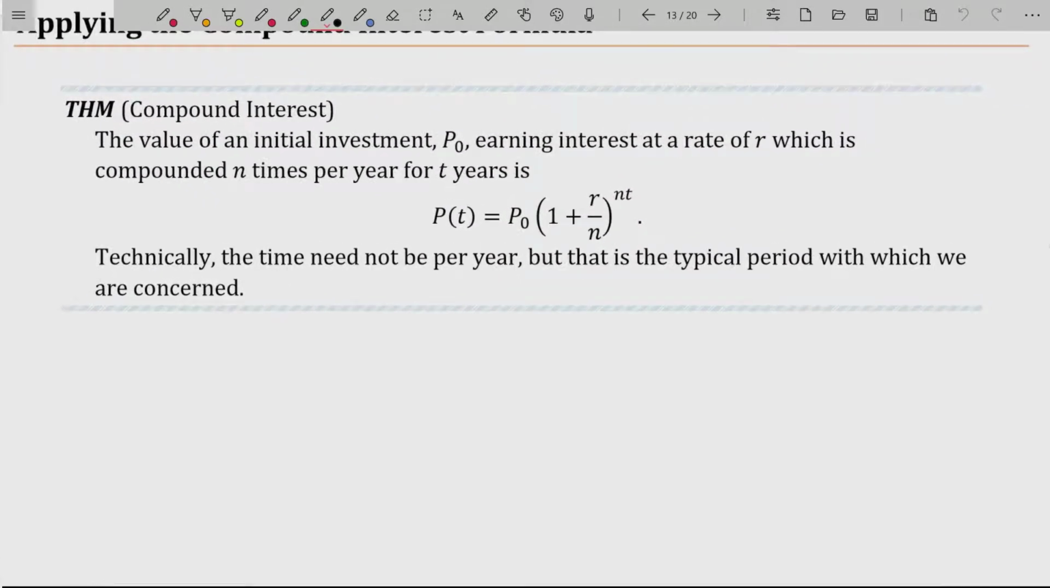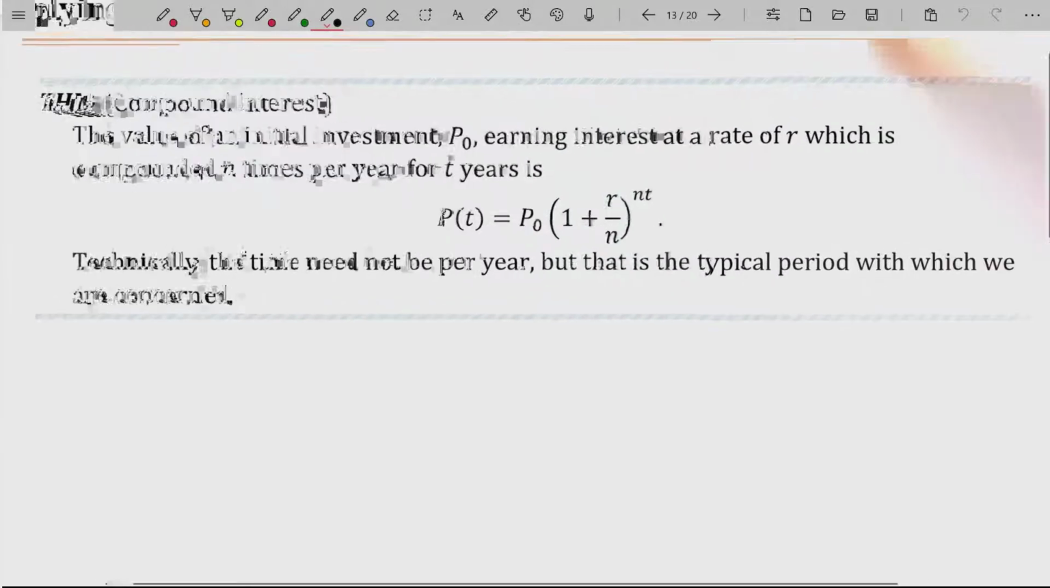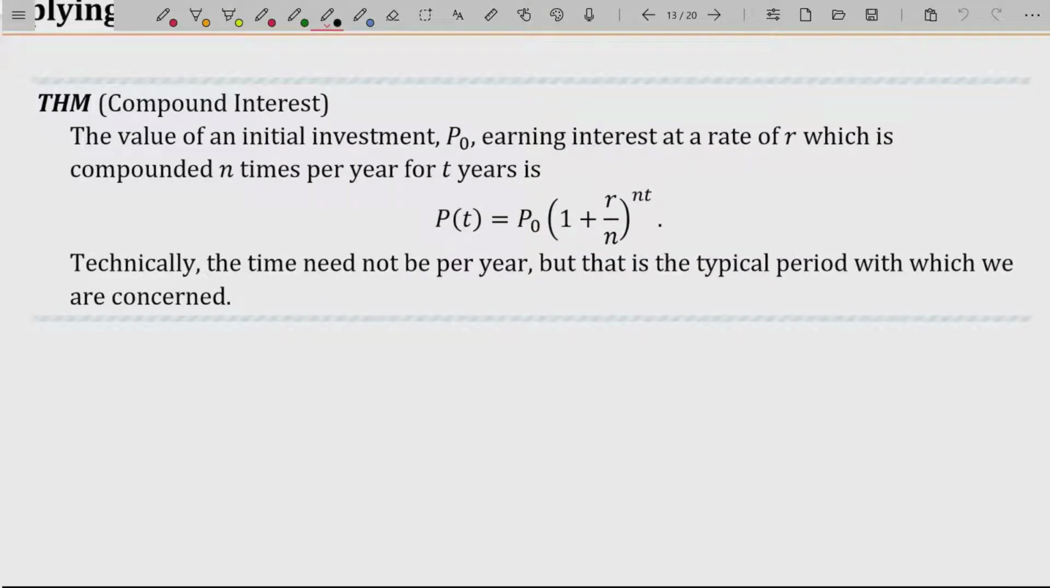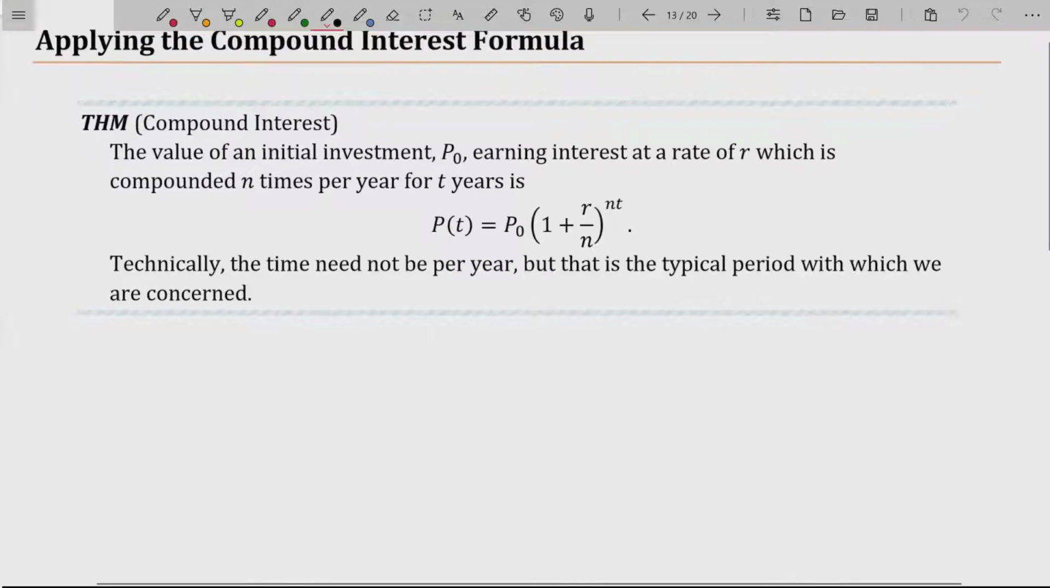The value of some initial investment, P naught, earning interest at a rate R, which is compounded n times per year for t years, is given by the formula, right? So that's a memorizable formula. There's no way you can get around that. Technically, the time need not be per year. Could be per, I don't know, decade or something like that. But that's a typical period with which we are concerned with these problems. All right, let's see what we can do with these.